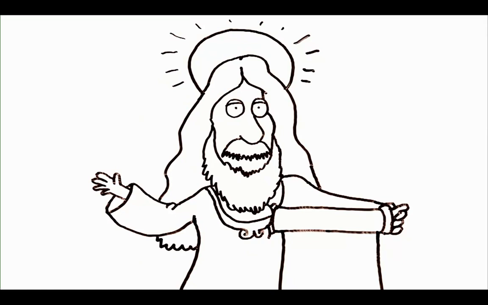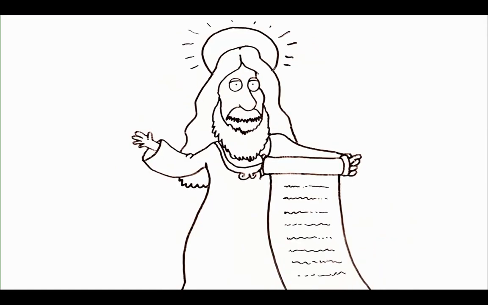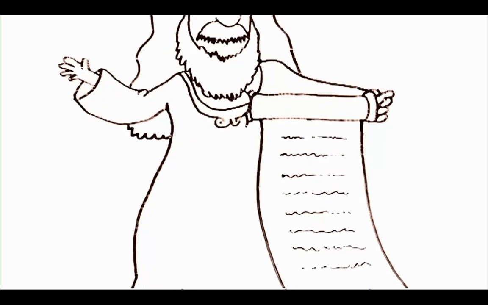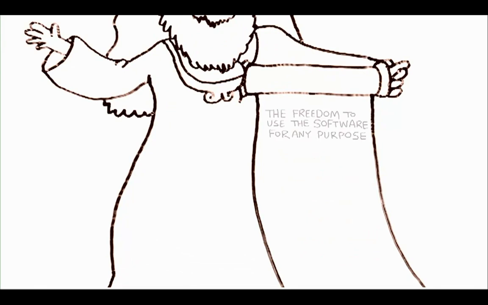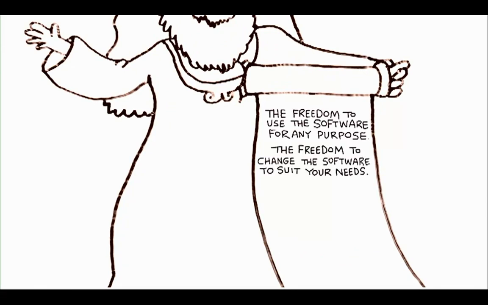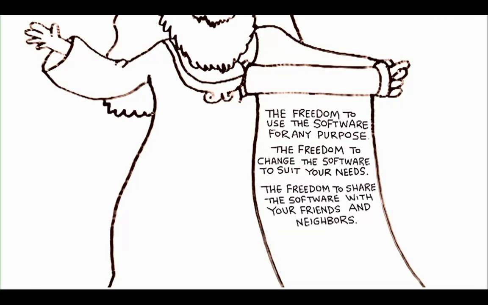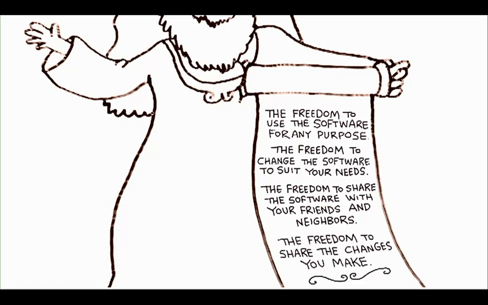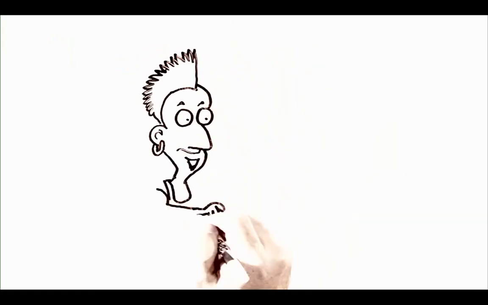The Linux kernel, along with the GPL license and other GNU components, revolutionized the computing industry with a very simple yet very important root, freedom. The first one: the freedom to use the software for any purpose. The freedom to change the software to suit your needs. The freedom to share the software with your friends and neighbors. And the freedom to share the changes you make. These radical ideas fueled Linux and spread around the world.